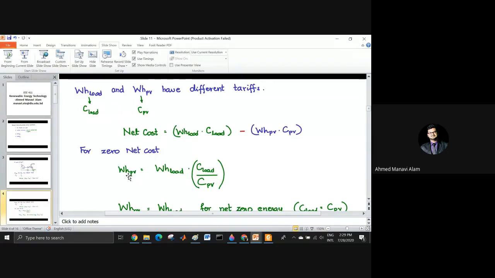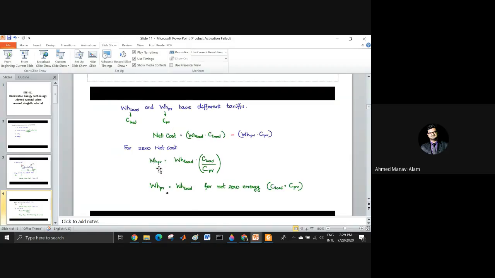Suppose at the end of the month you don't want to pay any electricity bill. Then, by not paying any electricity bill, you have to compensate with something. That means you have to generate PV power. If you generate this amount of PV power, then you don't have to pay a single amount of electricity bill. This is what I have achieved here today.